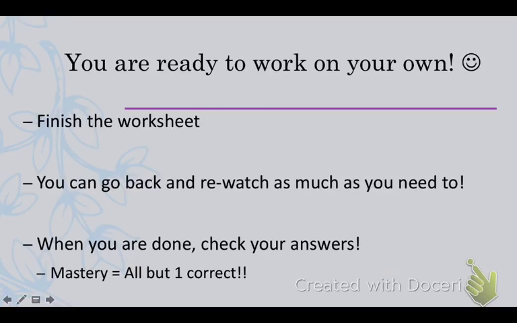All right, looks like you are ready to work on your own, so you need to finish the worksheet. You can go back and rewatch as much as you need to. When you're done, check your answers. Mastery equals all but one correct. Good luck.